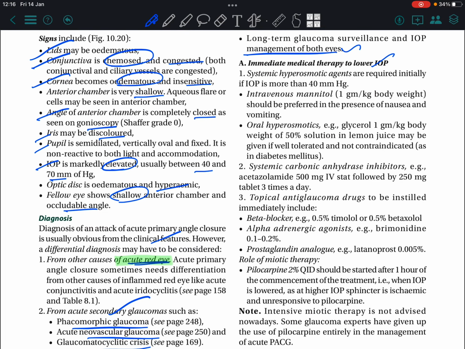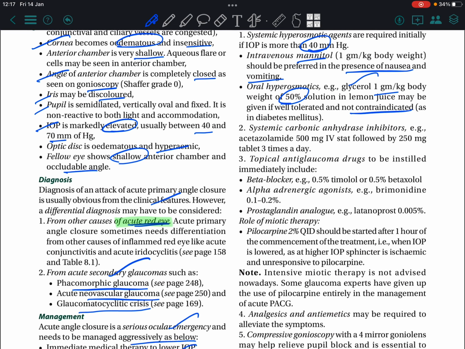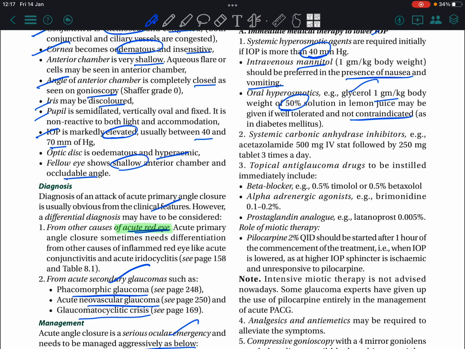Systemic hyperosmotic agents are required initially if IOP is more than 40 mmHg. Intravenous mannitol 1 gram per kg body weight should be preferred in the presence of nausea and vomiting. Oral hyperosmotics, for example glycerol 1 gram per kg body weight of 50% solution in lemon juice, may be given if well tolerated and not contraindicated. Systemic carbonic anhydrase inhibitor, for example acetazolamide 500 mg stat followed by 250 mg tablet three times a day.